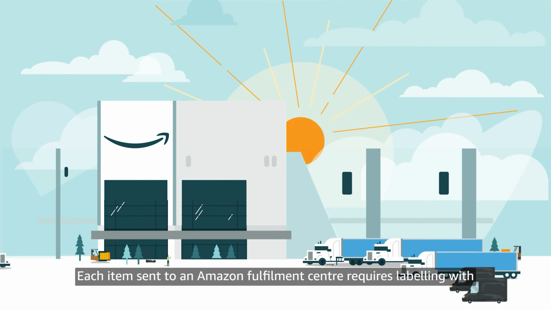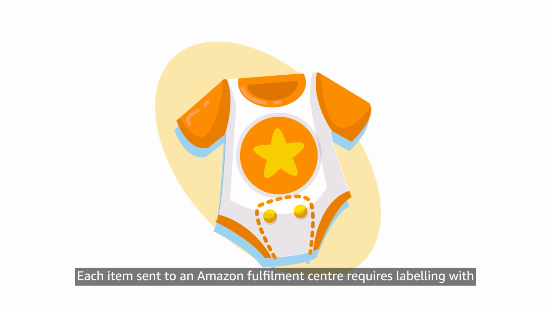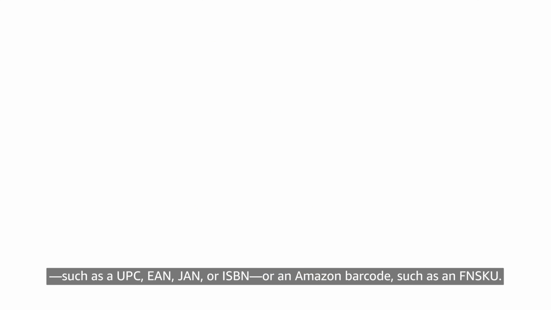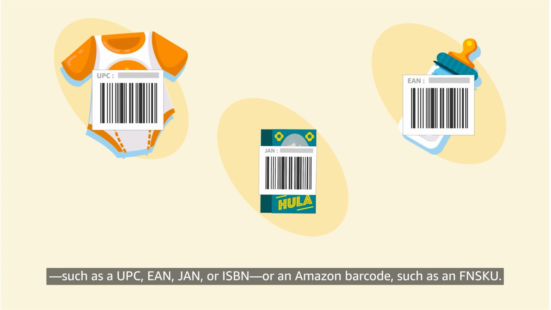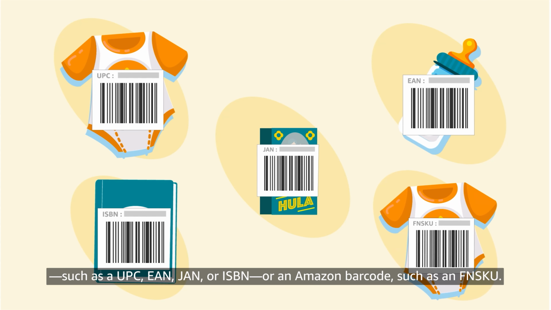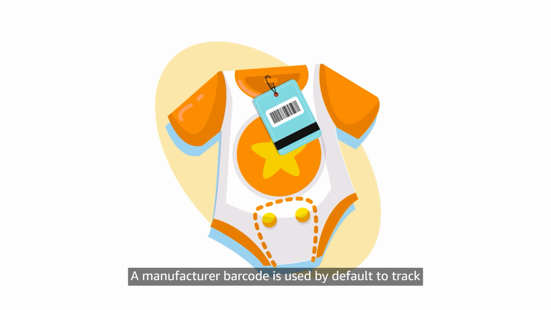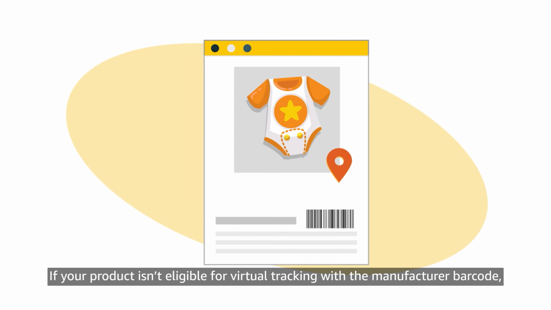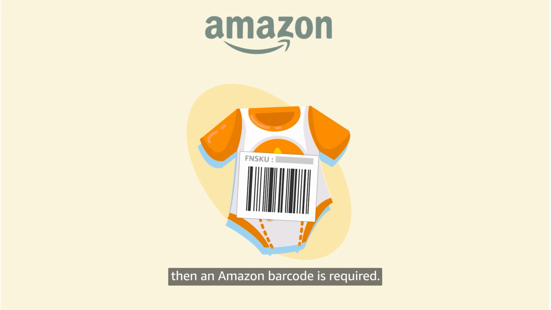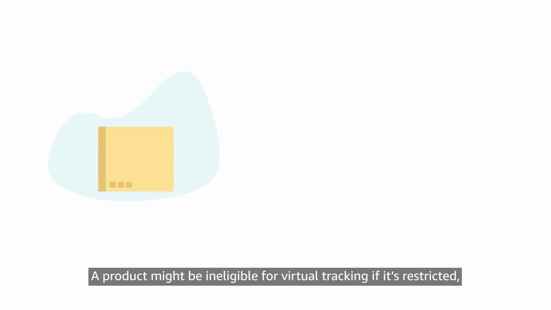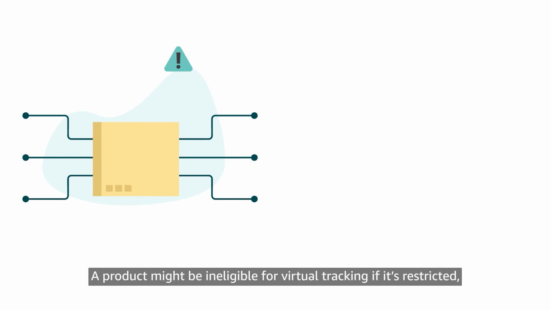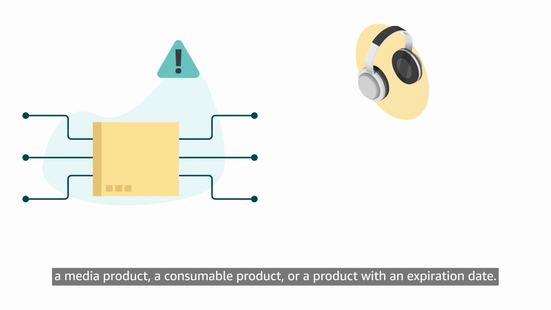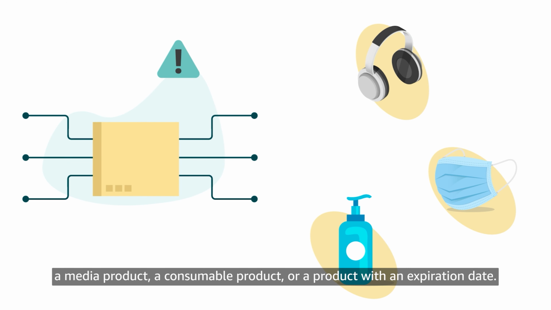Each item sent to an Amazon fulfillment center requires labeling with either a manufacturer barcode, such as a UPC, EAN, JAN, or ISBN, or an Amazon barcode, such as an FNSKU. A manufacturer barcode is used by default to track eligible inventory throughout the fulfillment process. If your product isn't eligible for virtual tracking with the manufacturer barcode, then an Amazon barcode is required. A product might be ineligible for virtual tracking if it's restricted, a media product, a consumable product, or a product with an expiration date.